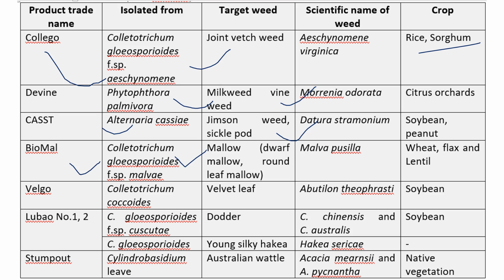Mallow, dwarf roundweed, Malva pusilla, in wheat, flaxseed and lentil. Velgo, Colletotrichum coccodes, targets velvetleaf, Abutilon theophrasti. Luboa 1 and 2, Colletotrichum gloeosporioides f. sp. cuscutae, targets dodder. And the last one is Stumpout, Cylindrobasidium laeve, which targets Australian wattle. So these are all the different bioherbicide products, what they are isolated from and what they target. This table is very important. We might have seen a couple of questions from this table, right? So please go through this.